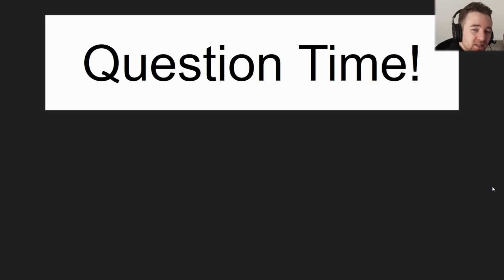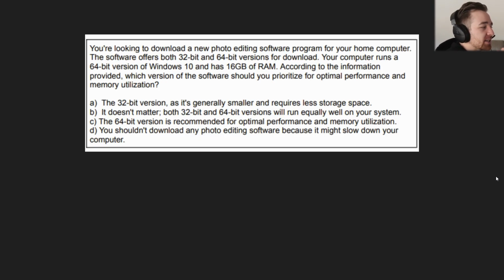Now, time for some questions. Let's see what kind of questions you might get on your exam. The first question reads, you're looking to download a new photo editing software program for your home computer. The software offers both a 32-bit and 64-bit version for download. Your computer runs a 64-bit version of Windows and has 16 gigabytes of RAM. According to the information provided, which version of the software should you prioritize for optimal performance and memory utilization?